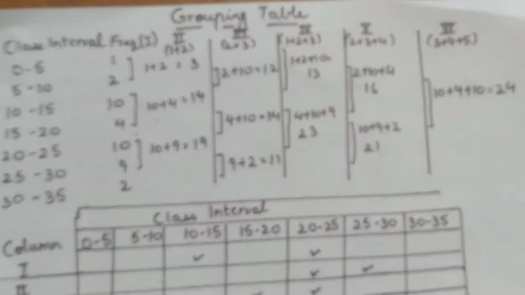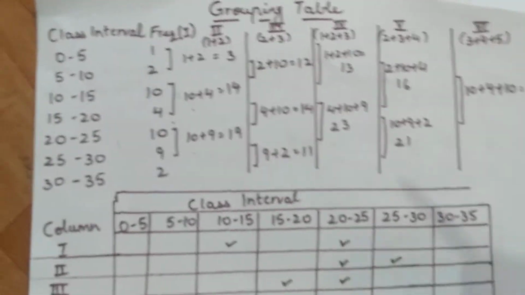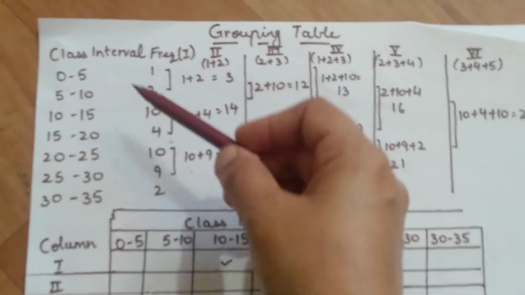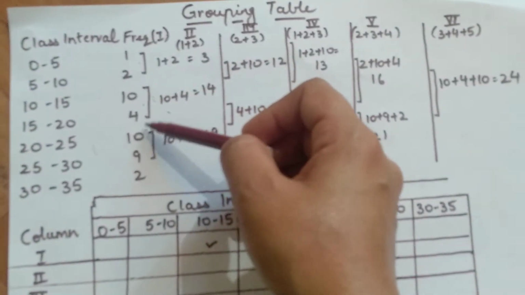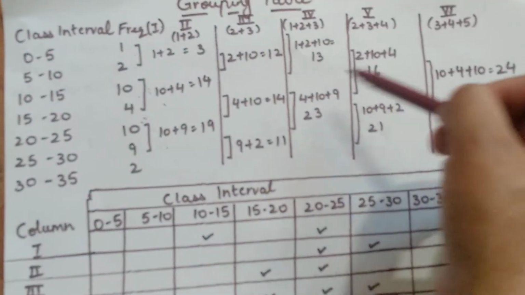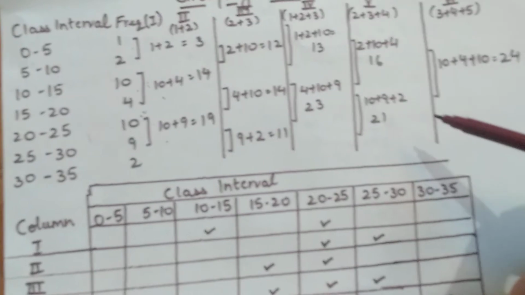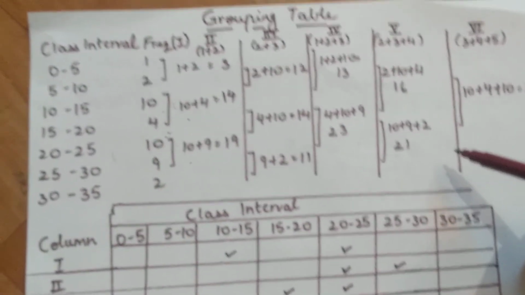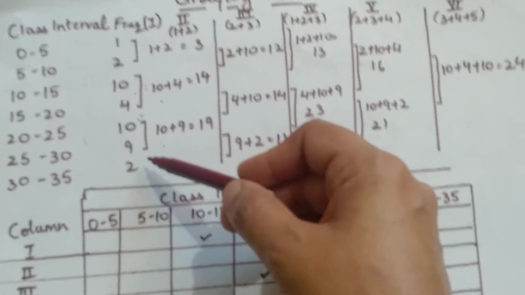After this we will move on to the fifth column, that is the combination of second, third and fourth item, that is 2 plus 10 plus 4, it comes out to 16. Then to the next one, 10 plus 9 plus 2, it comes out to 21. Clear? So the one which is not having any combination, we will not be considering that.